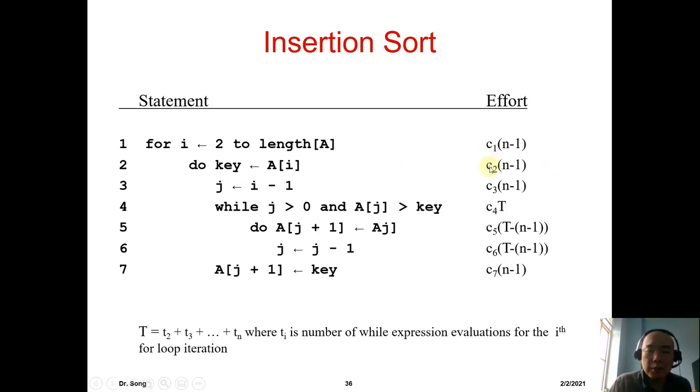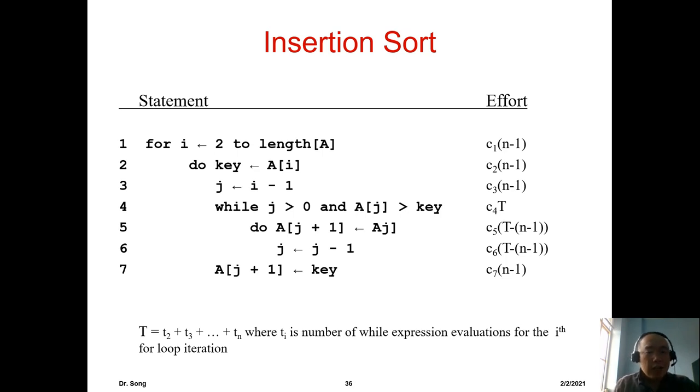And the cost will be C1, C2, all the way to C7 for each line of the code to be executed. Then we have to count how many times we have to run each line of the code. For line 1, the cost is C1, and how many times are we going to run it? n-1. Why is it n-1? Because we are inserting n-1 values into the sorted portion. So it's guaranteed line 1 will run n-1 times, and the same thing for line 2, line 3, and line 7 as well.